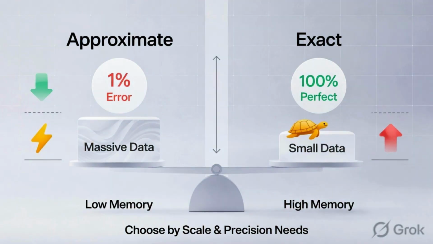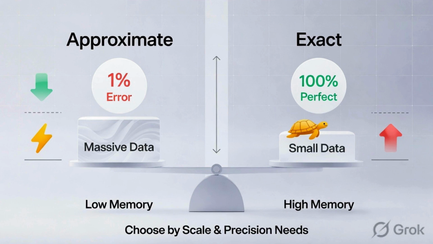Check out this balance scale. It captures the heart of when to go approximate versus exact in KQL. On the left pan, approximate: 1% error badge showing tiny inaccuracy is fine, massive data icon for billions of rows, lightning bolt for blazing speed, and low memory win. This side flies at planetary scale: P99 latency, unique users, top errors, all fast and cheap.